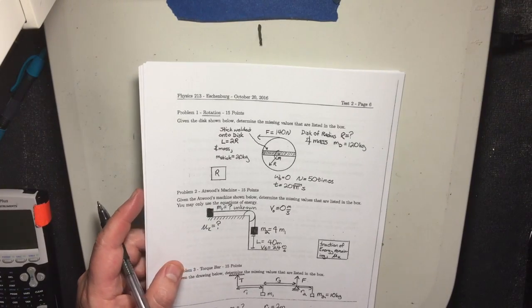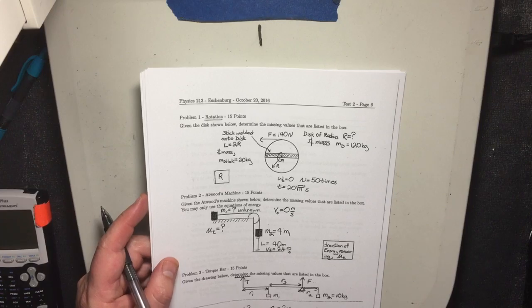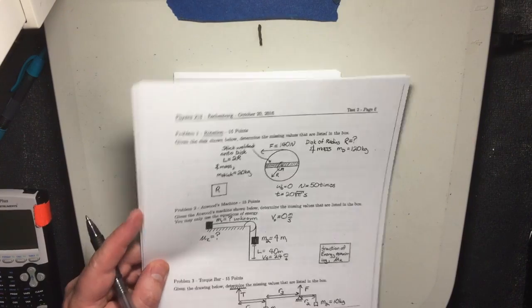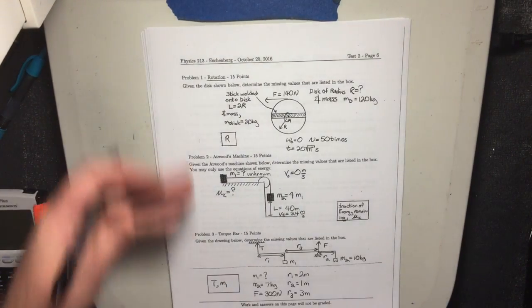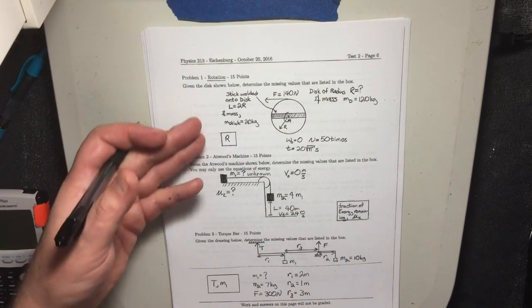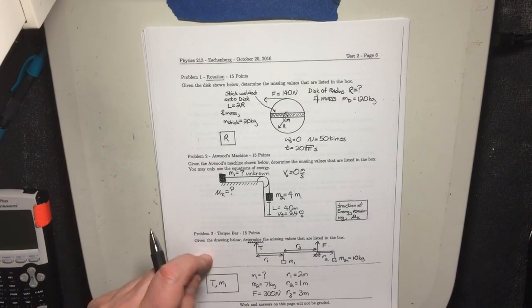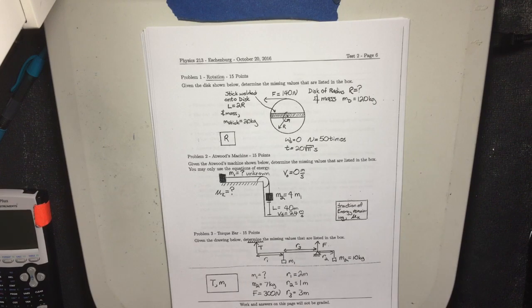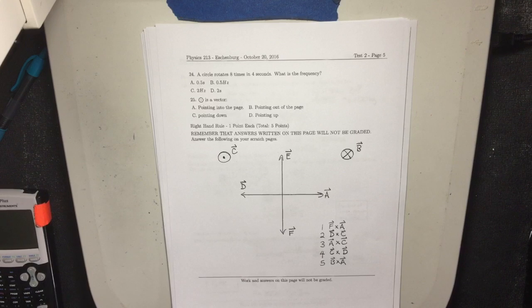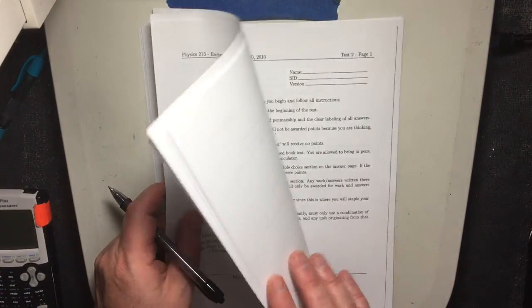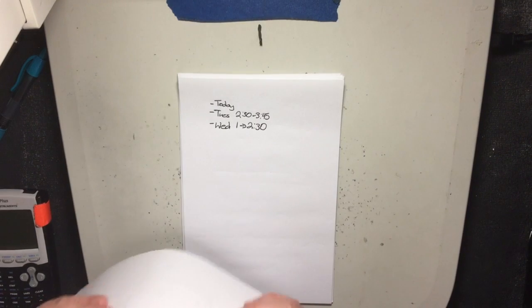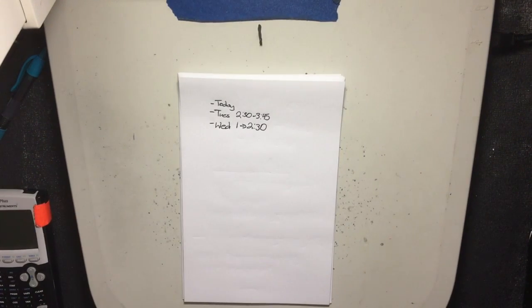The one that I'm looking at is October 20th of last year, and when you look at this, you go, yeah, a rotation, an Atwood's machine, a torque bar, and for the appetizer was right hand rule. So it's exactly what I've been saying. So what we'll do now is we'll just end it, and then we'll get back on Tuesday.